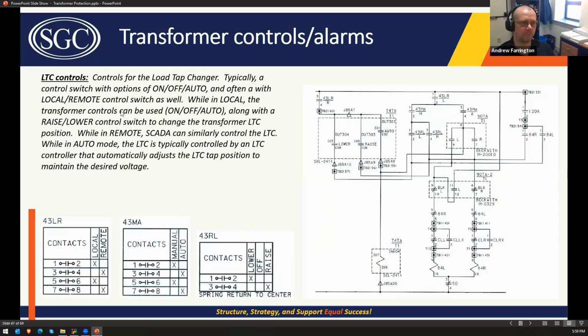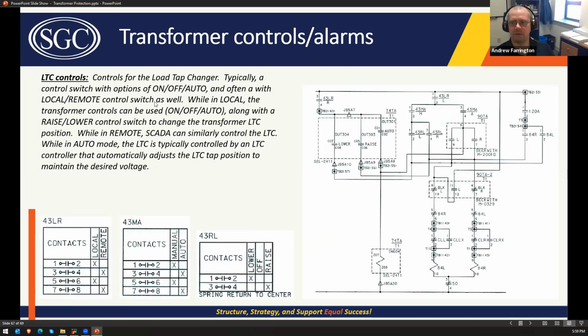LTC controls are very common for power transformers. So if your transformer has an LTC, obviously it's going to have some form of control. Somebody asked about this a couple classes ago: why would you need an LTC, who's going to stand there and move it up and down? So this is talking about that.